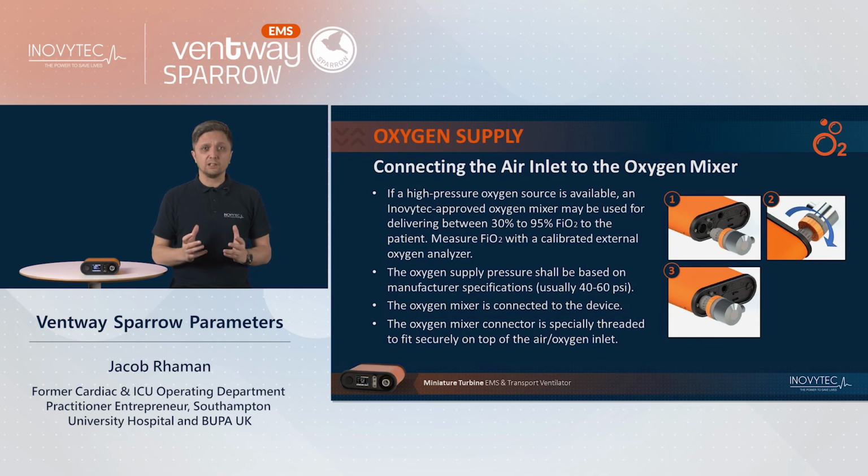The oxygen mixer connector is especially threaded to fit on the top of the air oxygen inlet as shown. Once secured, the mixer dial can be increased by turning clockwise with the user interface facing the operator and decreased by turning anti-clockwise.